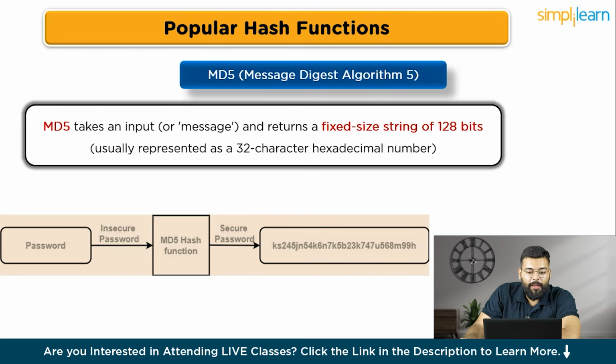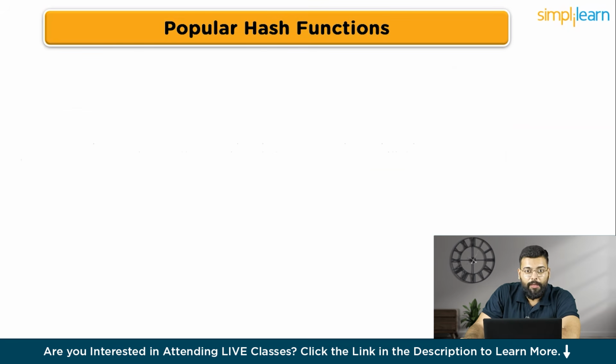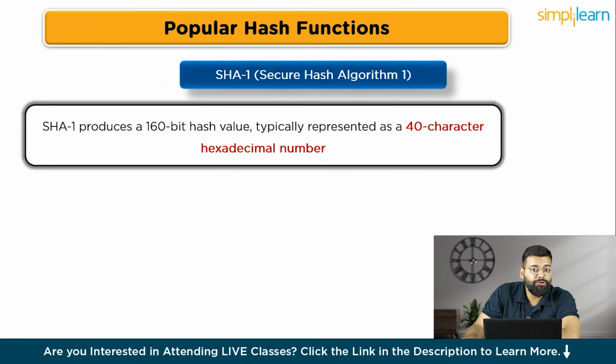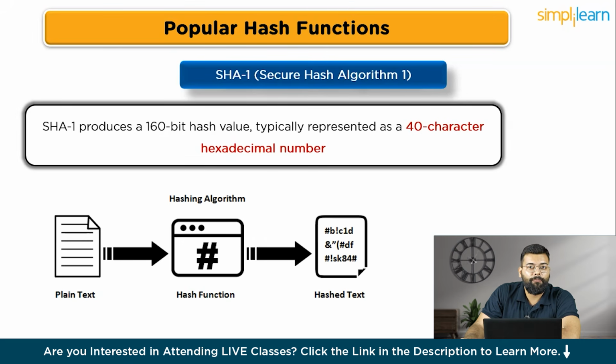Then comes another hash function, that is SHA-1, Secure Hash Algorithm 1, another older hash function that was widely used for many years. SHA-1 produces a 160-bit hash value, typically represented as a 40-character hexadecimal number. Its typical use was in security applications and protocols, including TLS and SSL, for securing data transmission over the internet. Like MD5, SHA-1 has been found to have significant vulnerabilities, and it is no longer recommended for security-sensitive applications. It has been replaced by more secure versions of the SHA family, that is SHA-256.